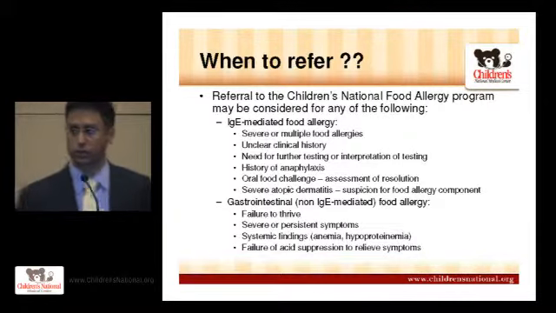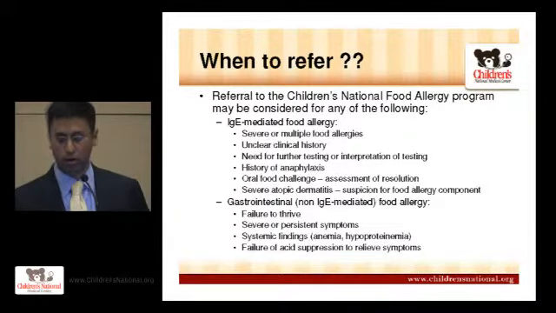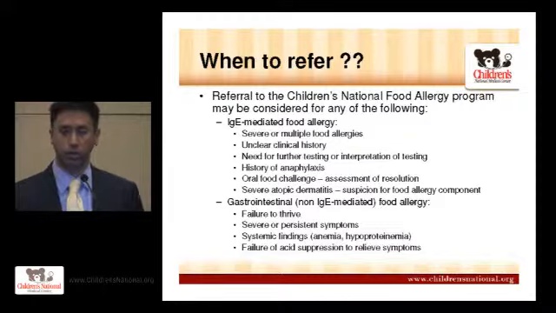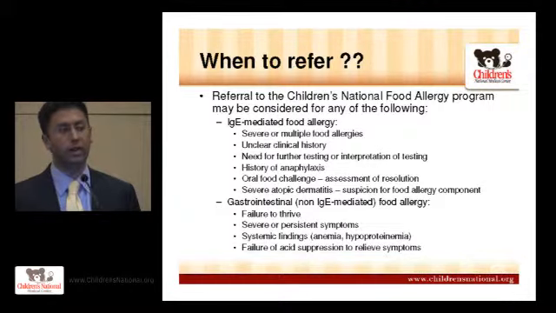Oral food challenges are something that we can offer at our clinic in order to assess either initial diagnosis or resolution. And then finally, severe atopic dermatitis. And so emphasize here, severe. If it's a child who had mild atopic dermatitis, it's unlikely that we're going to be able to identify a food allergen that's contributing. However, if it's a child with severe atopic dermatitis, it might be helpful for us to do an evaluation for a food allergen component. And then lastly, gastrointestinal or non-IgE-mediated food allergy.